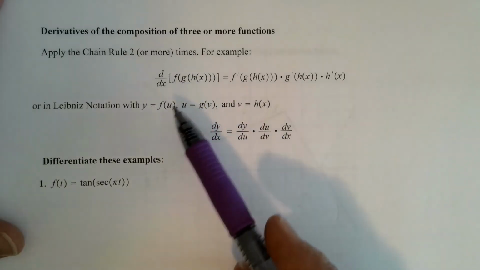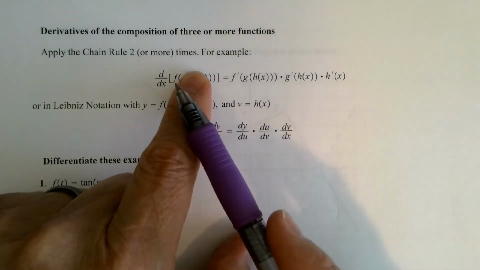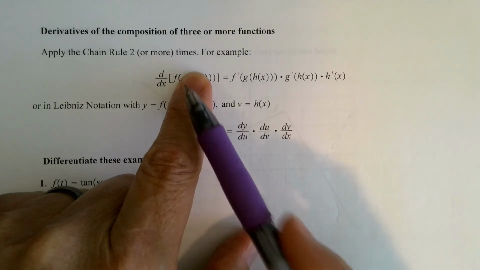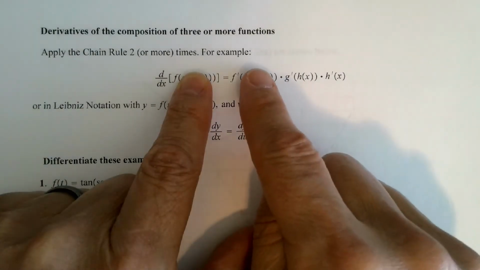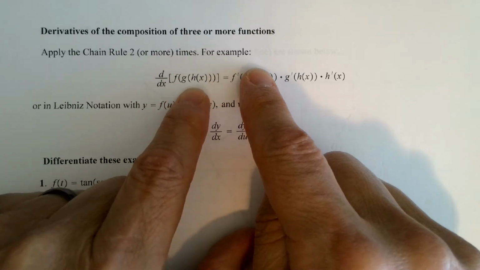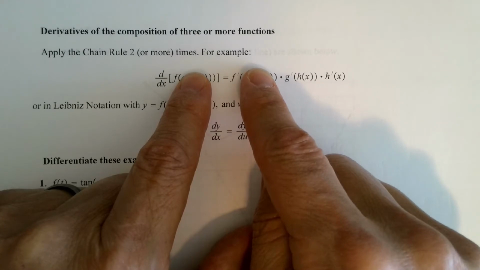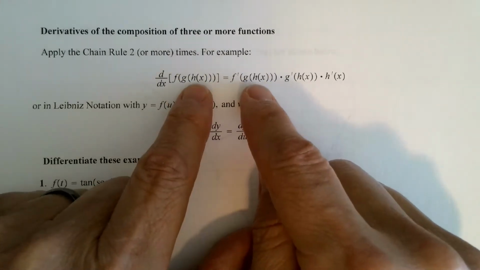Another way of thinking about this is I have an outer function of f. Let me cover up the inner function, right? The outer function is f, and so it's chain rule. I take the derivative of the outer function, f prime, evaluate the inner function. What's the inner function? It's g of h of x, right? So f prime of g of h of x. But then we take what? The derivative of the inner function.